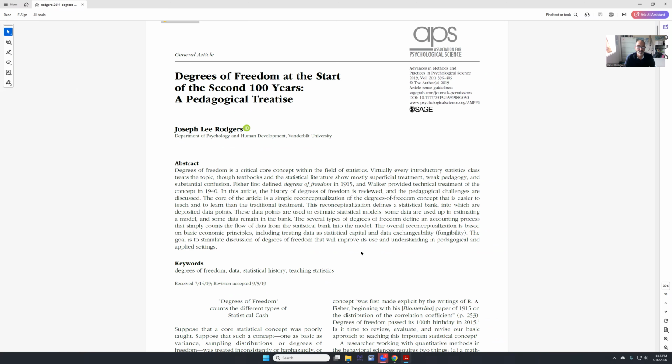So I found this great article by Joseph Lee Rodgers, who's from the Department of Psychology and Human Development at Vanderbilt. This was done in 2019. That's the best article I've ever read on degrees of freedom. It essentially takes degrees of freedom and treats them like money that one has in a bank account that one must withdraw in order to pay for estimating parameters.